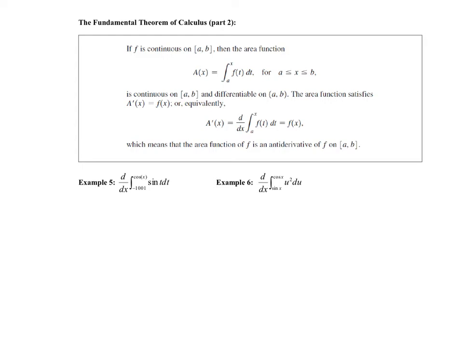Now let's look at the formal definition of the fundamental theorem of calculus part 2. It says if f is continuous, that is a requirement for this to hold, on a closed interval a to b, then the area function is given. The area function A of x is just the integral from little a up to x of f of t dt. Notice the variable difference between this function and the function in the integrand. For x between a and b inclusive, it is continuous on a to b and differentiable on a to b. The area function satisfies A prime equals f of x, or equivalently, what we just talked about on the last slide. This means that the area function of f is an antiderivative of f on a to b. So that's the formal definition of what we just talked about on the previous slide.